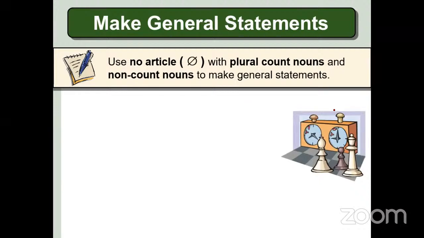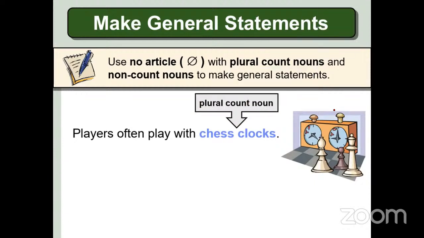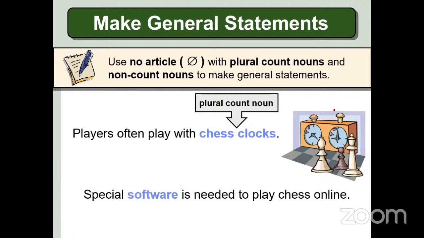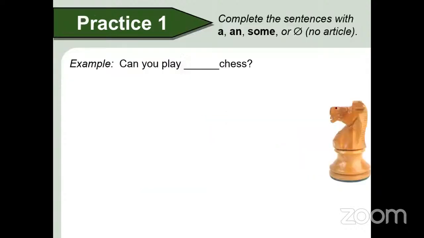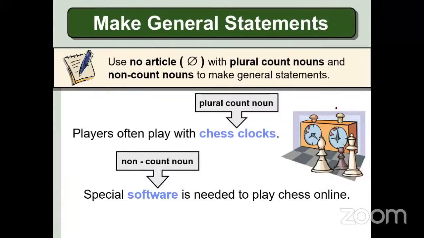Make general statements with no article with plural and non-count nouns. Players often play with chess clocks, right? But in that case, we are not using articles. Special software is needed to play chess online. Okay. So what about this one?